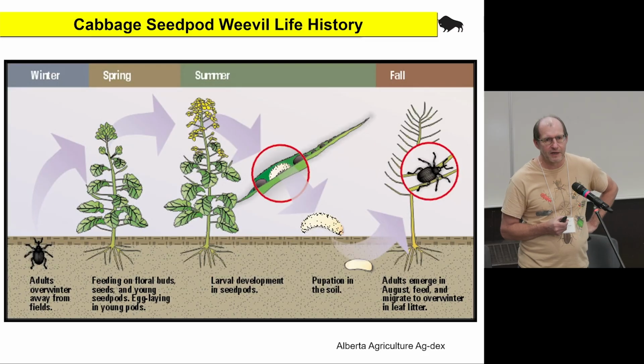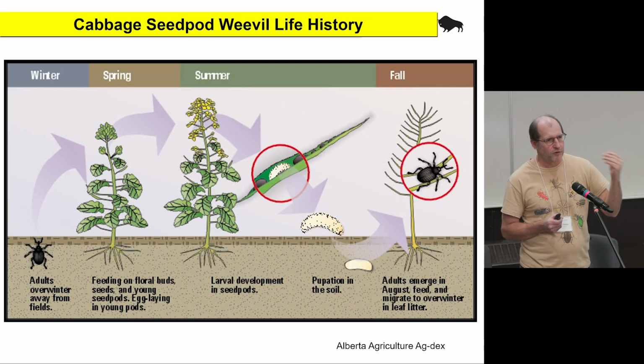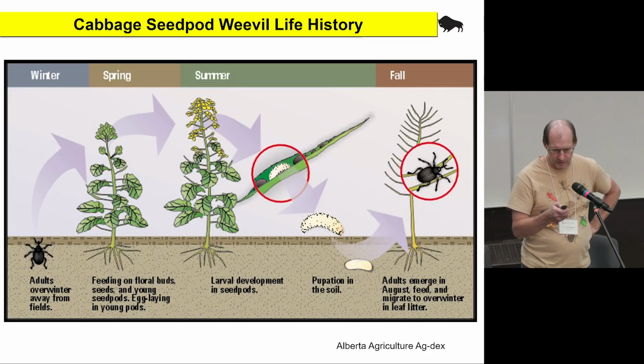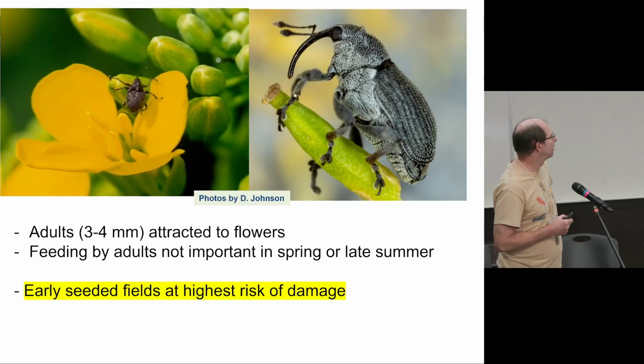The larva gets right inside and feeds inside the pod, and then they will exit the pod. They will actually make a hole in the pod that is easy enough to see, a very visible hole, drop to the ground, and then overwinter as an adult. So here are some cabbage seedpod weevils in the photo.